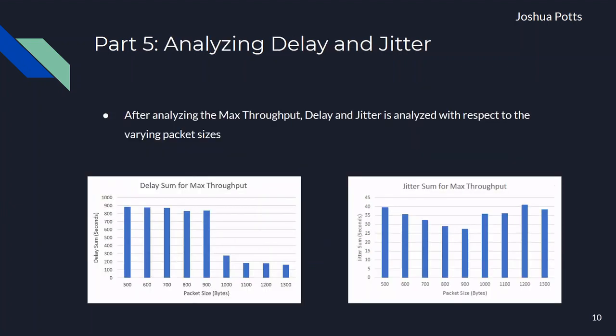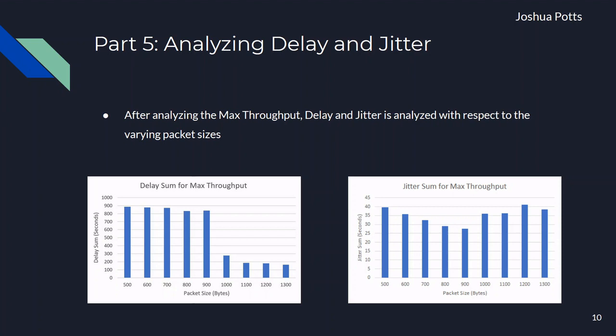For part 5, we decided to also analyze the delay and the jitter of our max throughput. So we took the results from part 4 and we wanted to look at what the delay and the jitter were doing with respect to the varying packet sizes. As you can see from the figure on the left, the delay sum of the max throughput began to decrease as the packet size increased. This corresponds to the fact that as packet sizes increased, our max throughput increased as well, meaning that the delay of our max throughput would decrease.